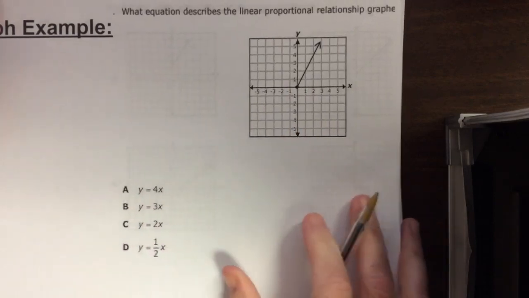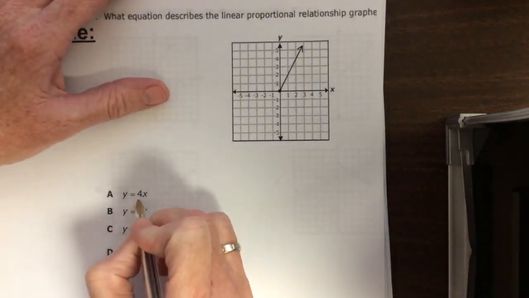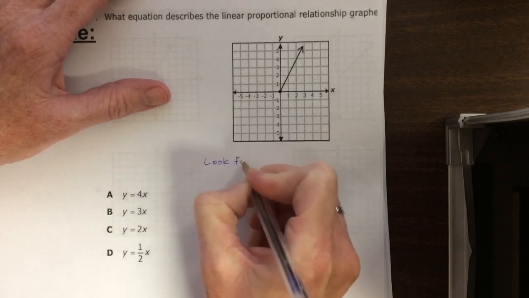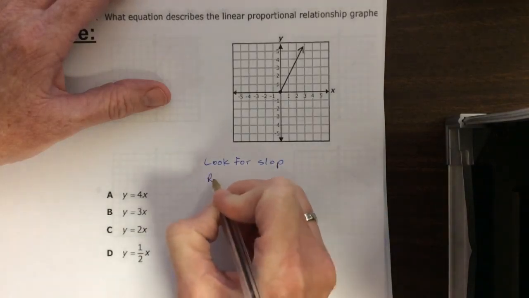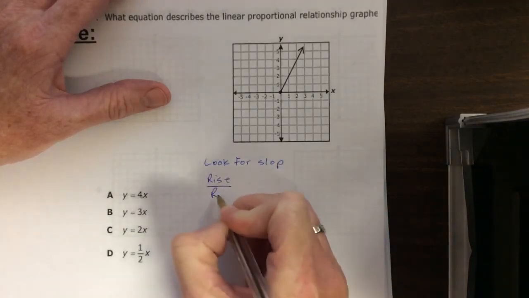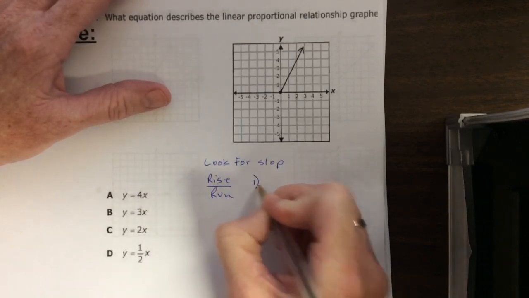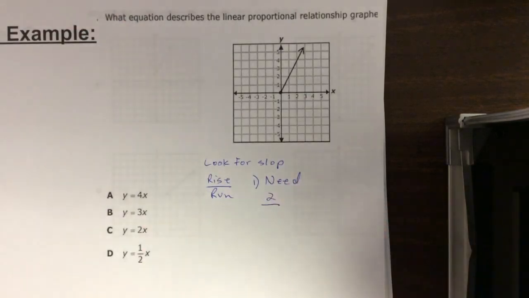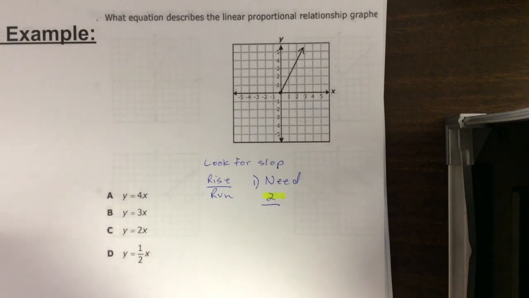We can do this a number of ways. The way I prefer is to find our slope. So we are looking for slope. And I prefer to use the rise over run. So to do that, you need two exact points with the highlighter, because you need two exact points on the line.